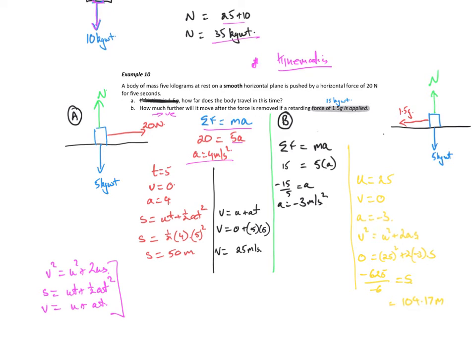Divide by 5. So in actual fact, our system is undergoing an acceleration of 4 meters per second squared, and it's happening for 5 seconds. So the time is 5 seconds. The particle was starting from rest. My acceleration is equal to 4 meters per second squared. How far will it travel? Well, if I use S equals UT plus a half AT squared, we work out that it will travel 50 meters.